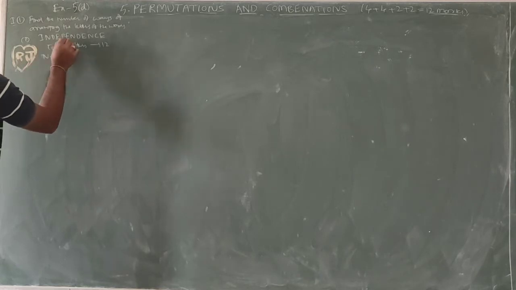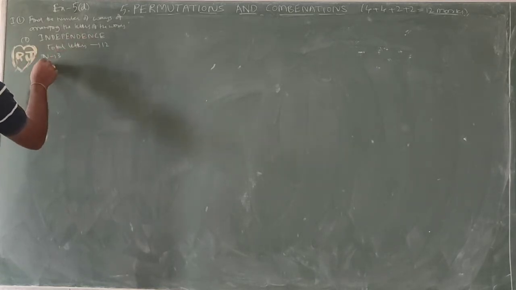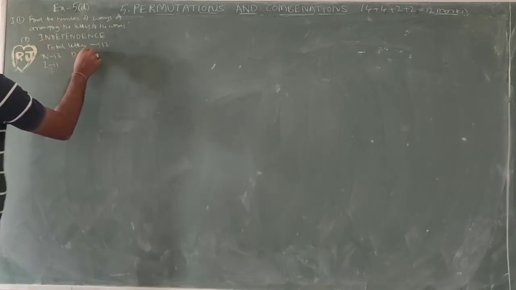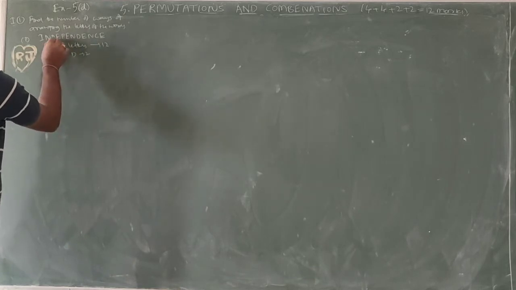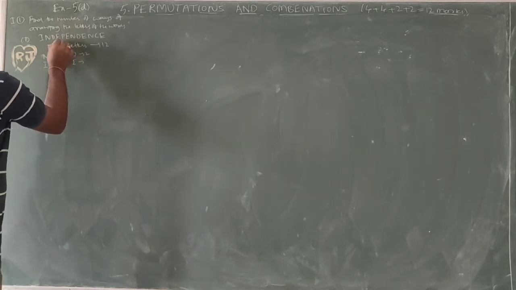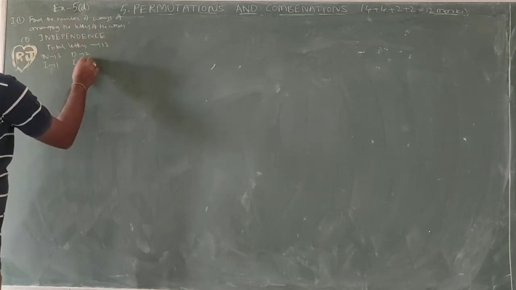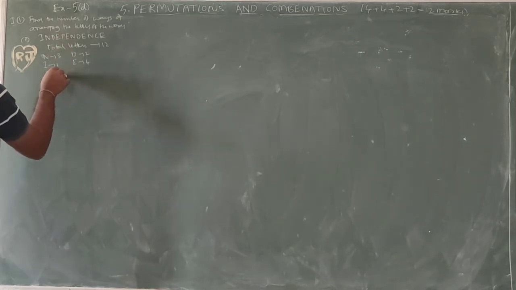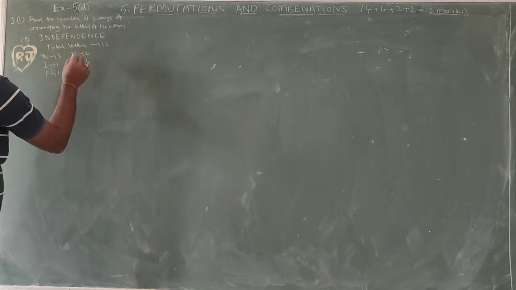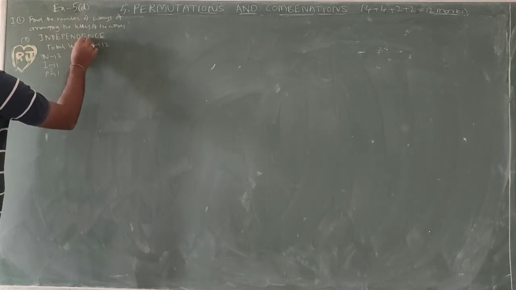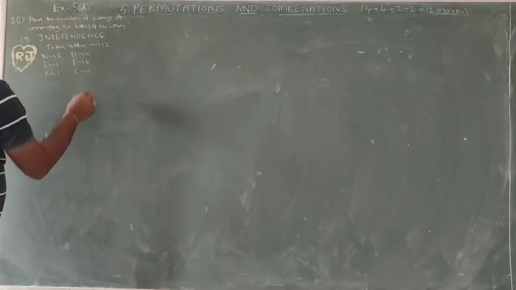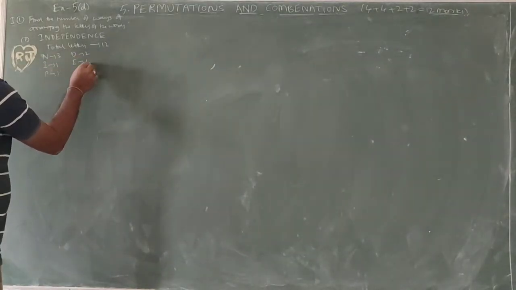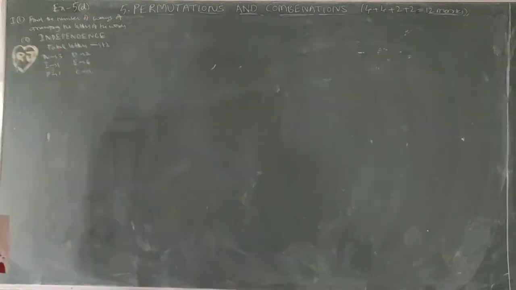N, how many times? 3 times. D, 2 times. Next after D, E, how many times? 4 times. Next after E, P, how many times? 1 time. N, already wrote. D, E, N wrote, C. C how many times? 1 time. So let me count: 3 plus 2, 5 plus 1, 6 plus 4, 10, 11, 12. Okay, so these are the 12 letters.